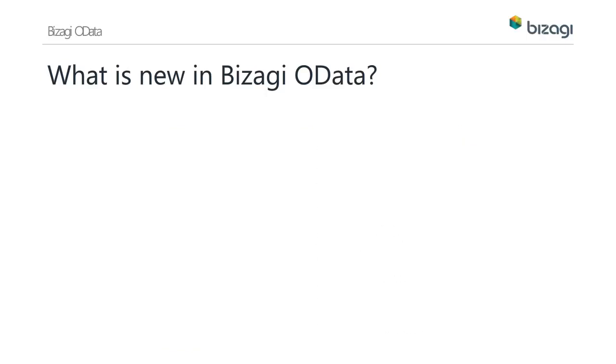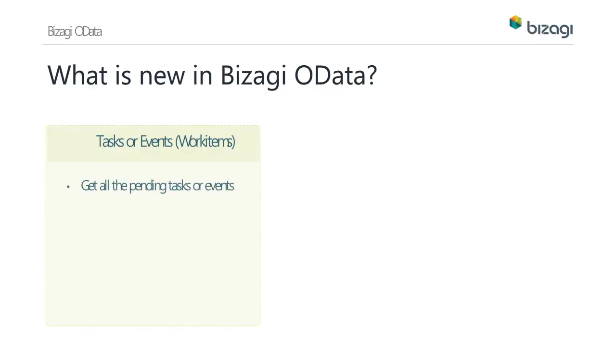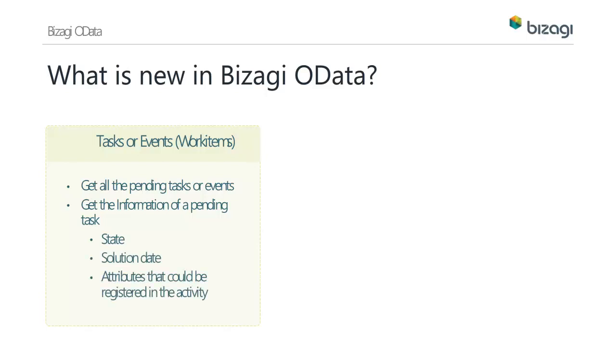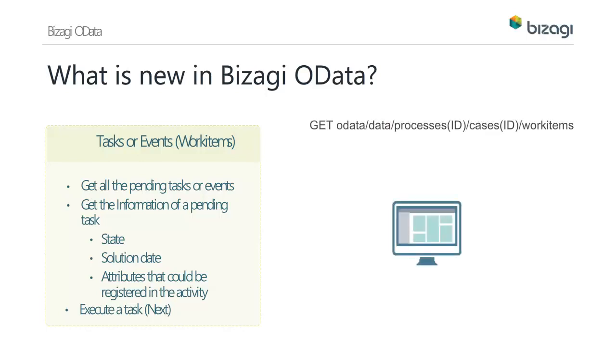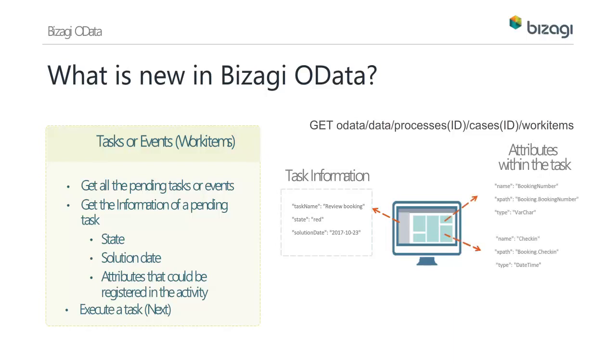The second category is for methods associated with activities or events, also called work items. With these methods, you can get pending tasks of a user, the information displayed in the form of those pending tasks, and execute them, which is what a user does by clicking the Next button. For example, you may want to query the pending tasks and attributes in the case of a specific process. This provides not only the task information, but the attributes within the task as seen in the work portal.